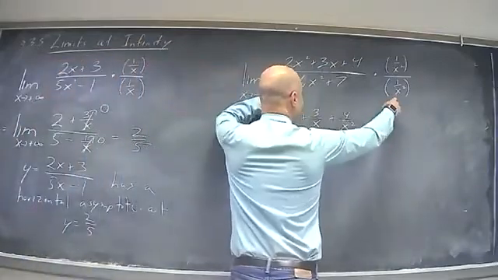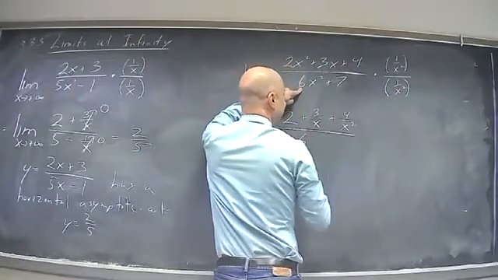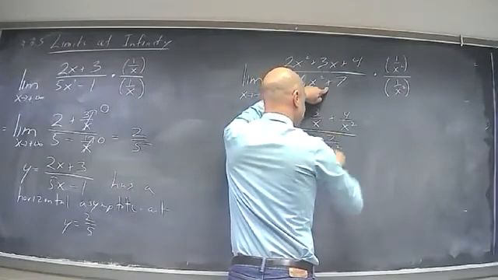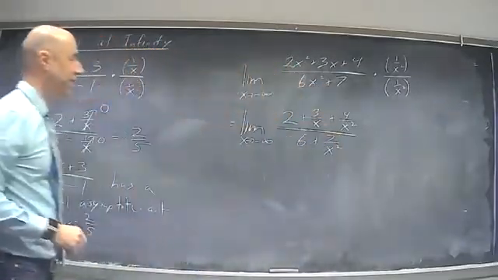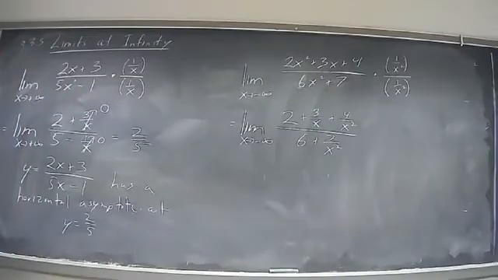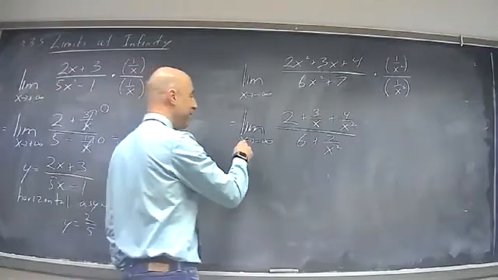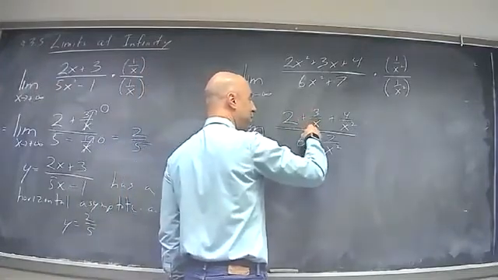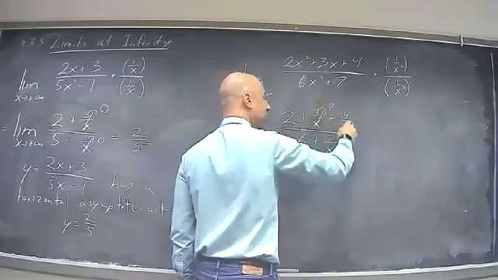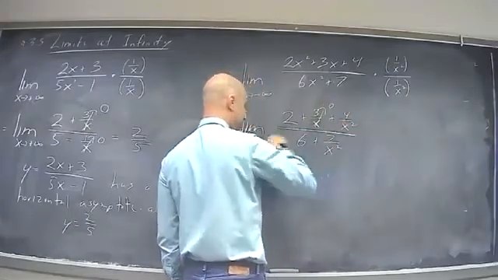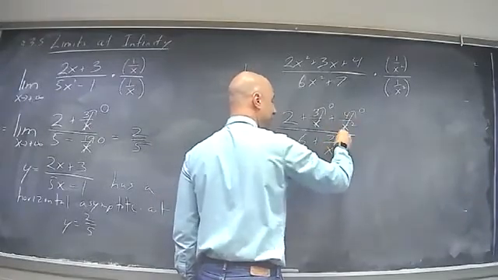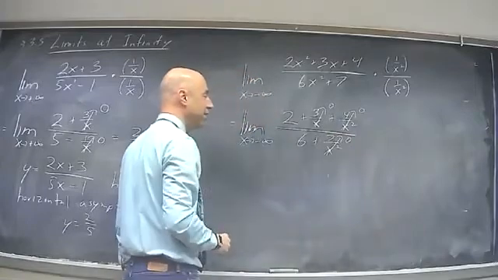6x squared times 1 over x squared is just 6. 7 times 1 over x squared is 7 over x squared. Which looks worse, but it's actually better. Because as x gets very big and negative, if I take 3 over a huge negative number, I'm getting something close to 0. If I take 4 over a huge positive number, I'm getting something close to 0. If I take 7 over a huge positive number, I'm getting something close to 0.